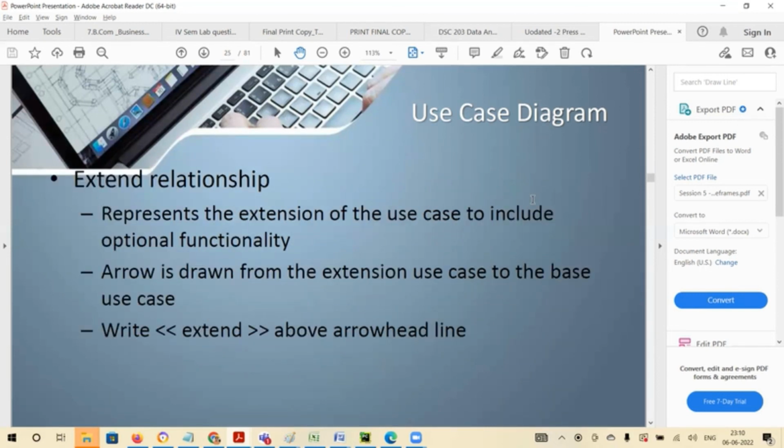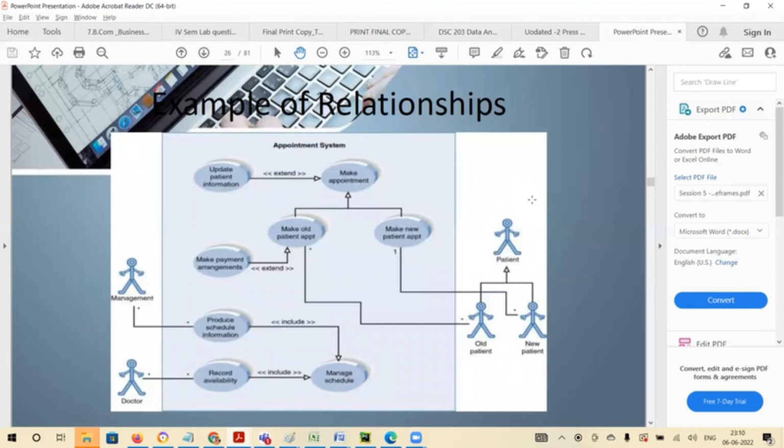Extend represents the extension of the use case to include optional functionality. It's optional, not mandatory. An arrow is drawn from the extension use case to the base use case, and we write extend on top of it. Okay, so same thing.